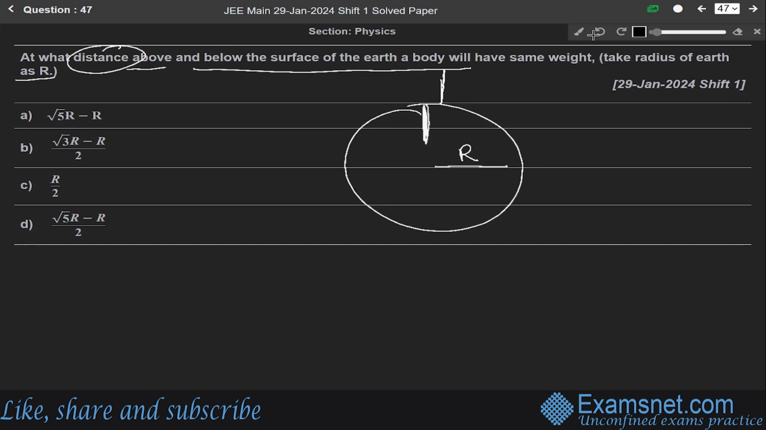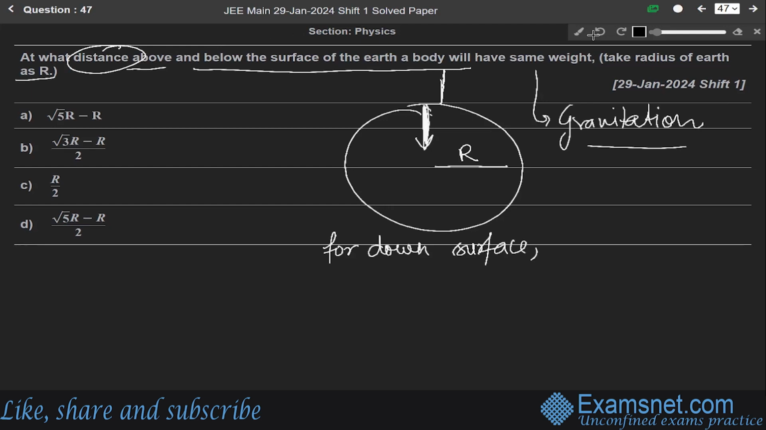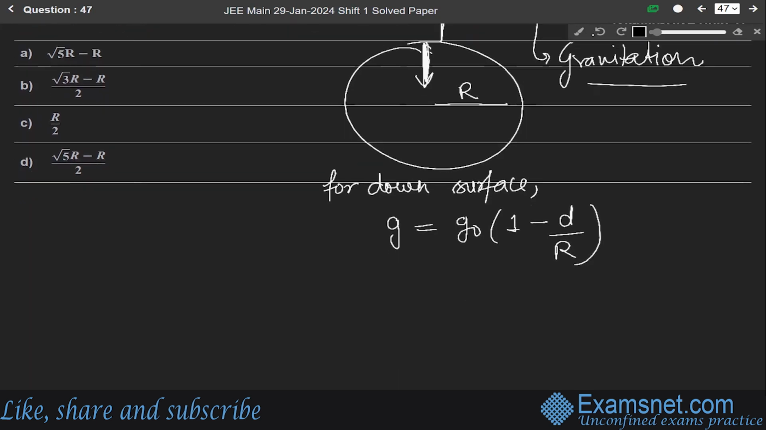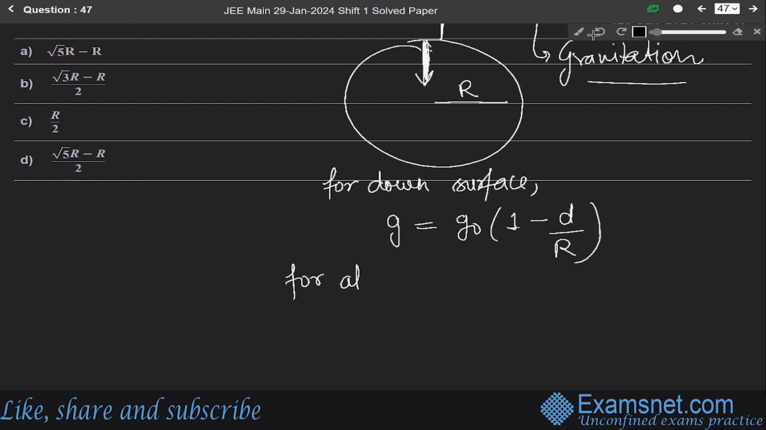same. Okay, for this, we will apply the formula for the gravity, and this question is from the chapter of gravitation. Now, since we know that for below the surface, for down surface, the gravity g is equal to g naught (1 minus d over r), where d is the distance below the surface of the earth, and for above the surface of the earth, g will be equal to GM over (r plus d) whole square.